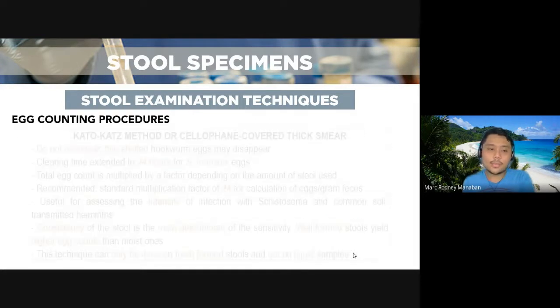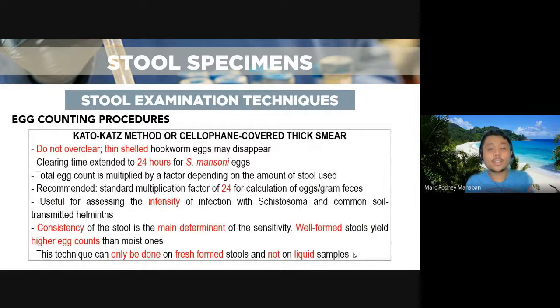Now, for overclearing, do not overclear because thin eggshells like hookworm may be destroyed or may disappear. And if your sample contains Schistosoma mansoni, then your clearing can be extended up to 24 hours because Schistosoma mansoni eggs are quite thick, and they contain a spine. So clearing may take longer because of those thick shells.